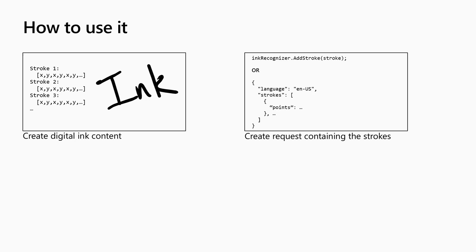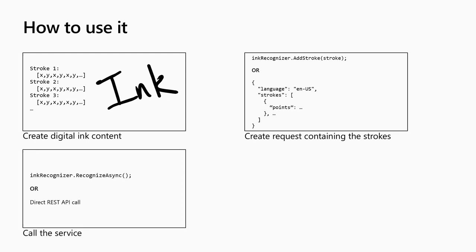Alternatively, we have a JSON format, which is actually what gets sent up to the service in the back end as the currency between the client and the service. And the JSON format is just a representation of the stroke and point information. So next, you're actually going to go call the service.